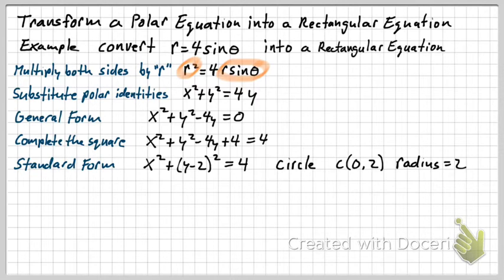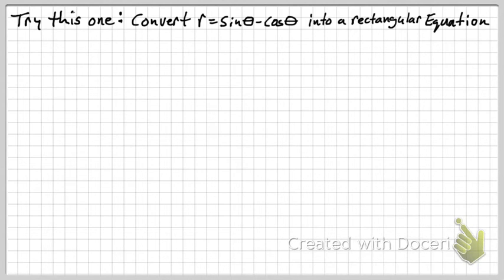Usually general form is good enough. If we need to do better than that to actually plot this thing, then you need to complete the square and convert it to standard form, which we did in our conic sections. Okay, let's go the other way after an example problem. Let's do an example problem here.